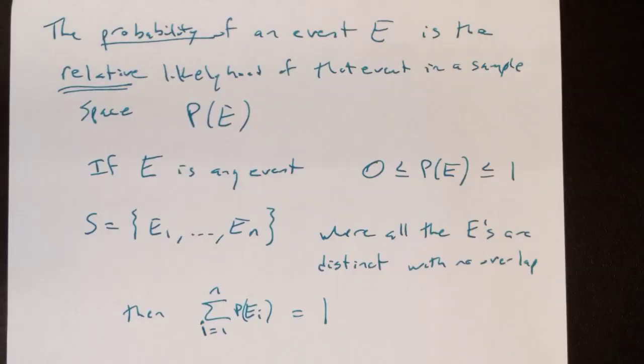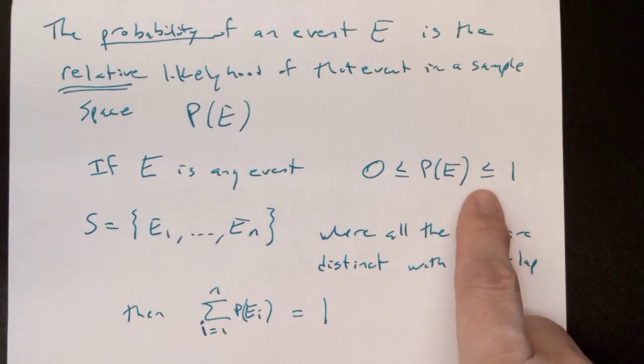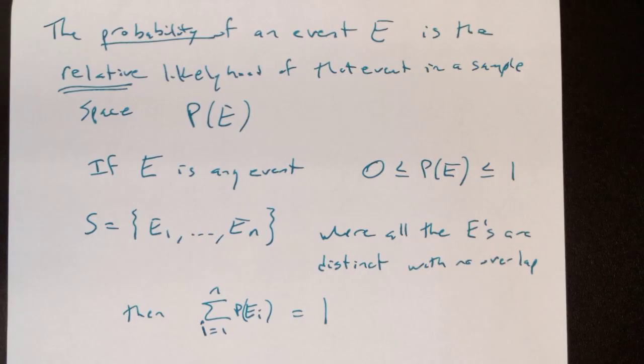Question. Yes. How can it be P(E) equal 0 and also equal 1? Okay. So the number we come up with for our probability can never be a negative number. So the lowest it can get is 0.